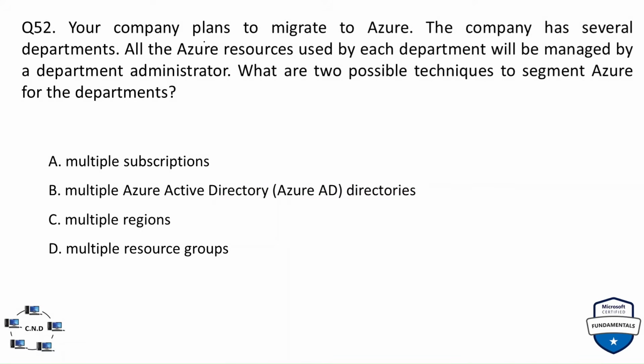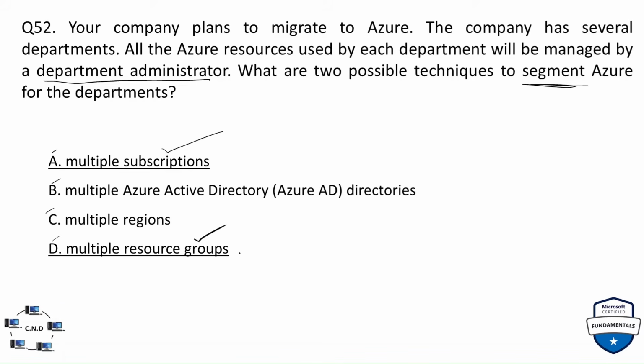Question number 52 is that your company plans to migrate to Azure. The company has several departments. All Azure resources used by each department will be managed by a department administrator. What are two possible techniques to segment Azure for the departments? And the options are A, multiple subscriptions, B, multiple Azure Active Directories, C, multiple regions, and D, multiple resource groups. And the correct options are multiple subscriptions as well as multiple resource groups.